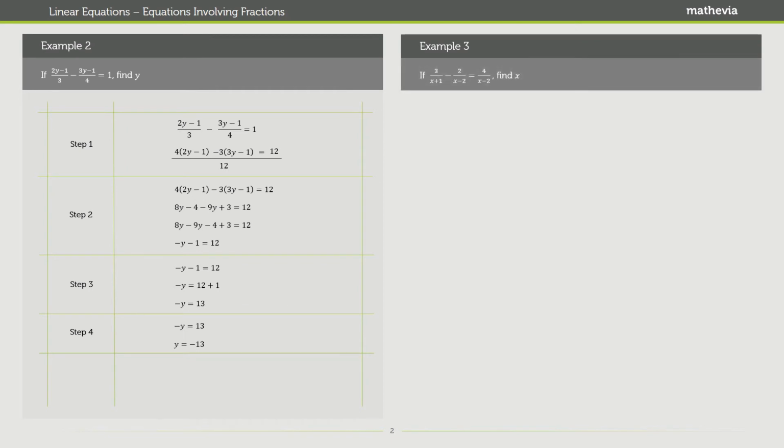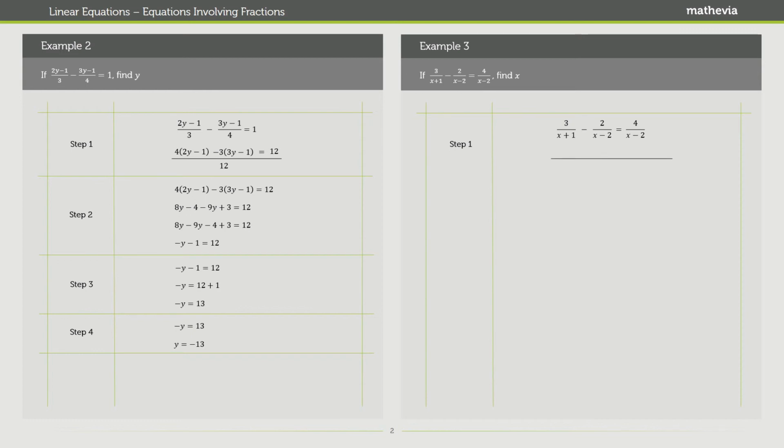So we have that if 3 over x plus 1 minus 2 over x minus 2 equals 4 over x minus 2, find x. We're going to use the common denominator method. So step 1, we have our fractions here. We're going to find the common denominator, and if you notice something interesting here, we actually have variables in our denominators. We had numbers before, but this time we have variables, which makes solving this very interesting.